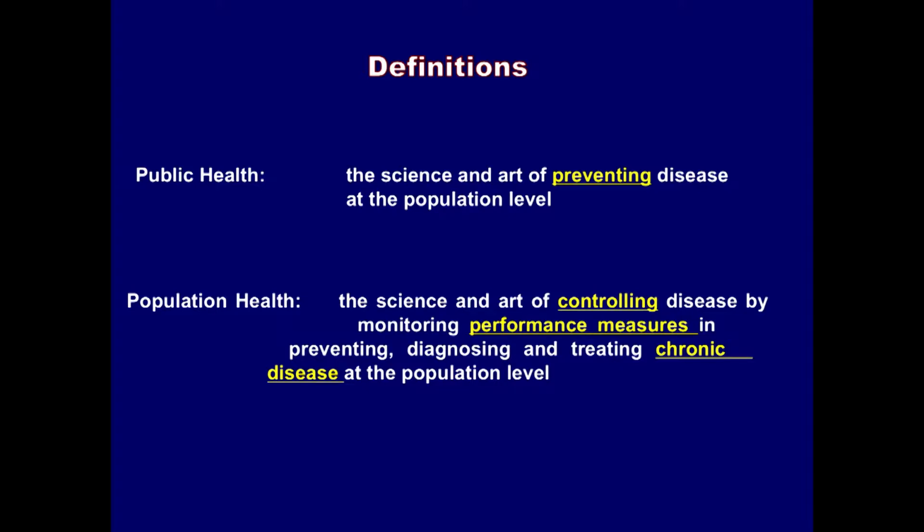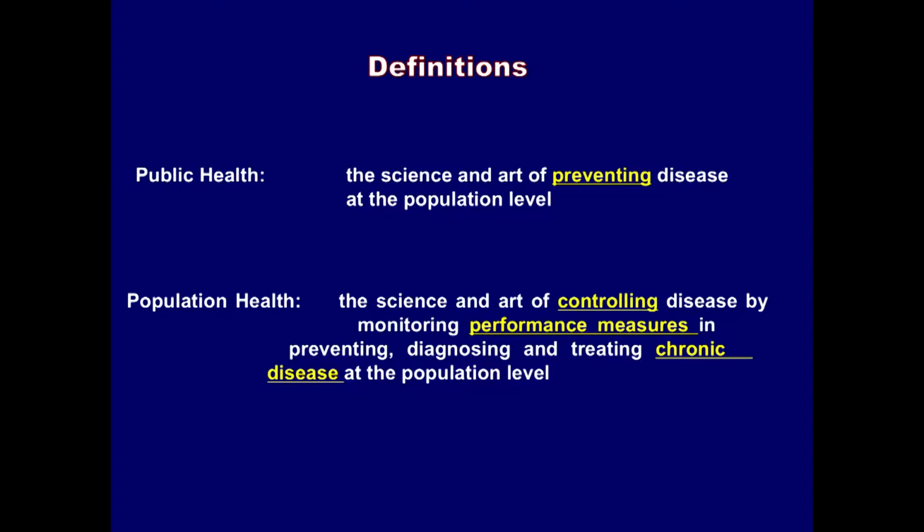When you say population health, it is almost similar to public health, but it's not public health. When you say population health, you actually mean controlling, not really preventing. You want to control the disease. So the underlying terminology there is how to control disease when it has already happened. And how do you control the disease? You want to control the disease by using what we call performance measures to prevent the disease, to diagnose the disease, and to treat the disease.